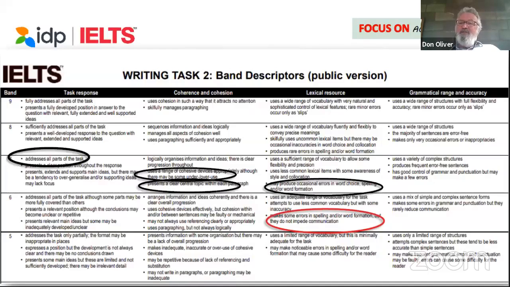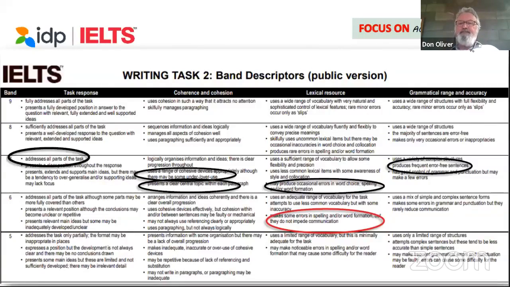At a band 6, of course, you have more errors. But importantly, those errors do not affect the reader's understanding. And that's very important. If your errors begin to confuse the reader, then you can't get a band 6. So don't use a word that you're not sure about, okay? Stick with words that you understand and you are sure about using.